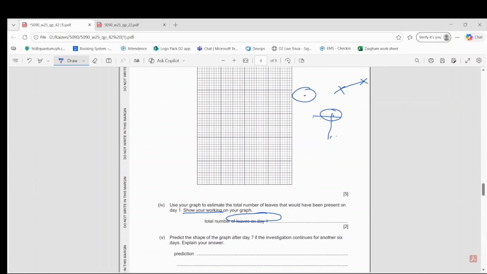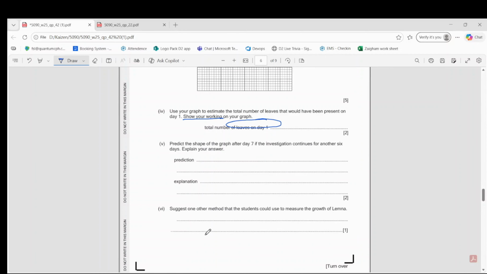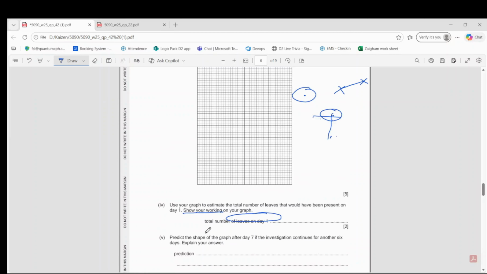Okay, next one is predict the shape of the graph after day 7. So what do you think, would it be still increasing or decreasing or constant? Like if it's a straight line, let's say if this line is like this, what should be after day 7? Would it be straight or still increasing? No, it won't decrease. Okay. It can become constant.